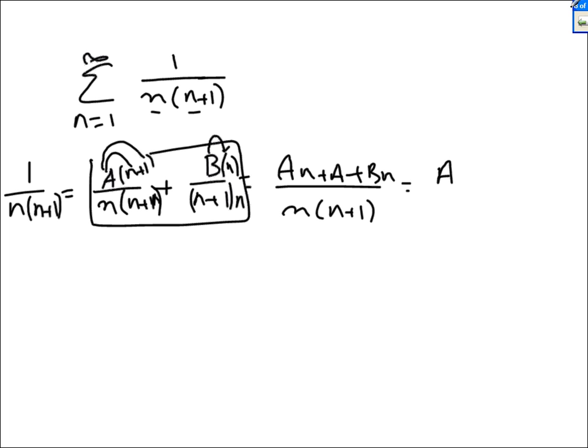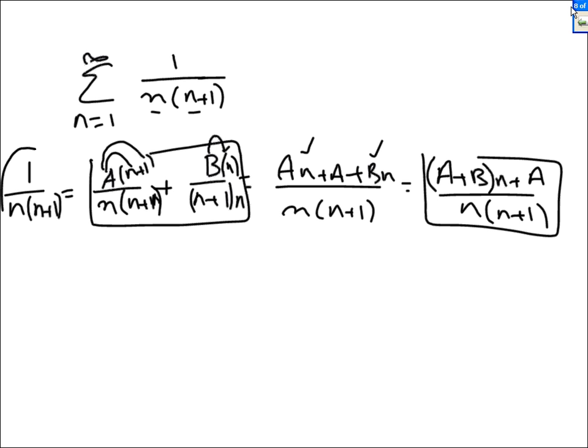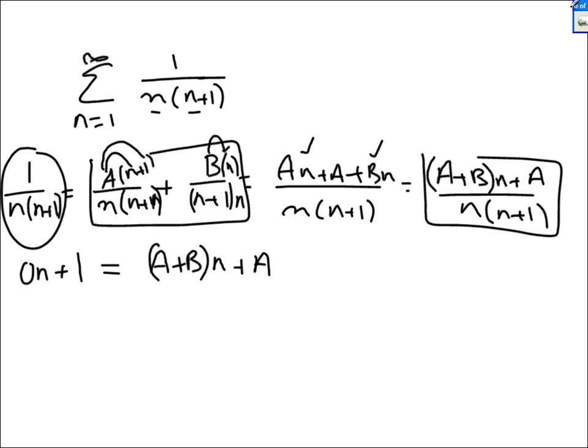Combine the n's, we have a plus b of them, plus the number a. Well, this must equal this. And since the denominators are the same, then the numerators must be equal. 1 must equal a plus b n's plus a. You have to be mathematically mature enough to realize that 1 is 0 n's plus 1. That is, this must be 0 and this must be 1.